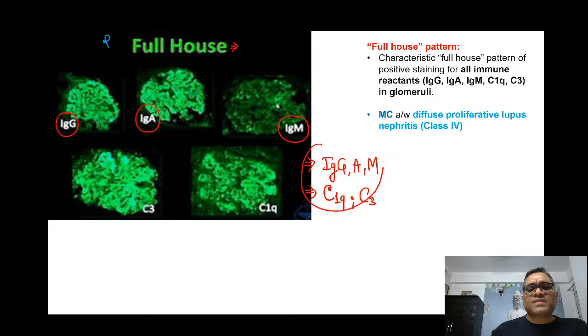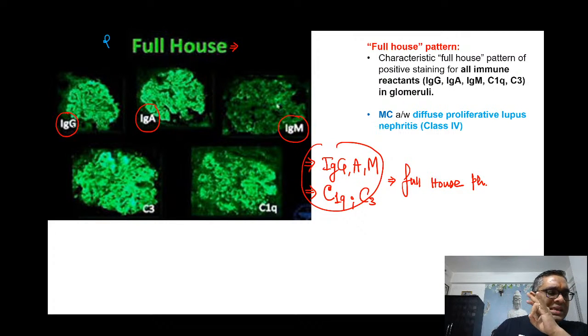All these things, when they are present together, are called the full house phenomena. You can see three antibodies, IgG, IgA, IgM, and two complements, C3 and C1q. When you find these five things together, they are called the full house phenomena. Now, what is the clinical significance of the full house phenomena?